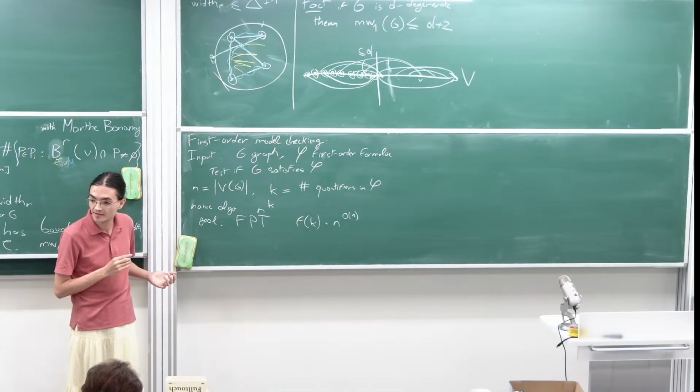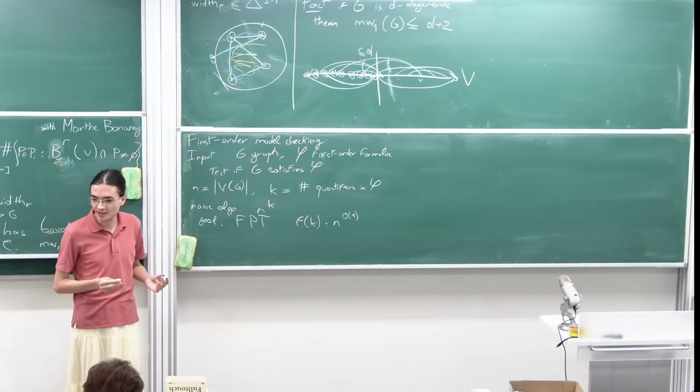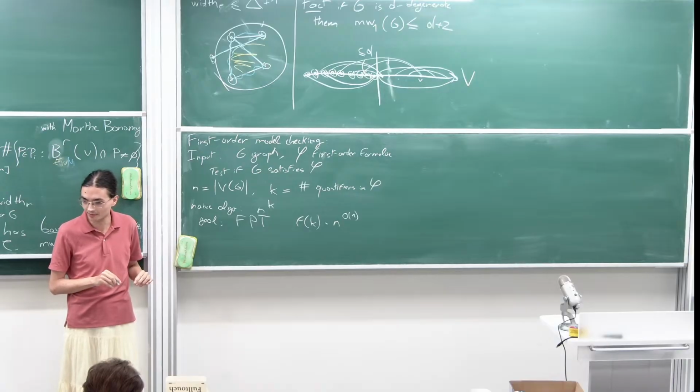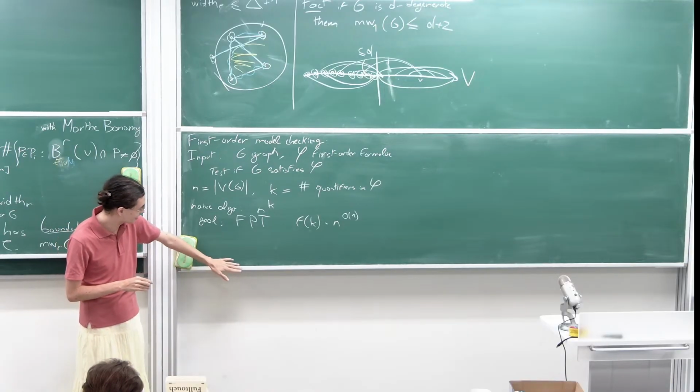So in particular, this allows you, like you said, to test if the graph has an independent set of size k. Yes. So is this already hard? Independent set is hard for the class W1. Okay.